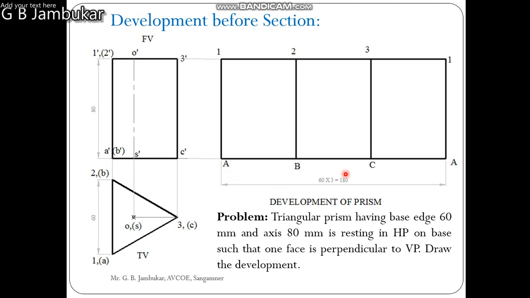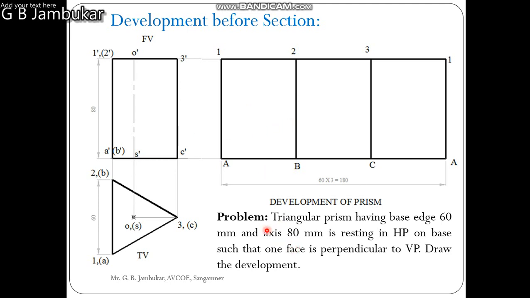Give the names A, B, C, and again A, because A is cut, and 1, 2, 3, 4, which is the top equilateral triangle, and the three faces A, B, 2, 1; B, C, 3, 2; C, A, 1, 3. So according to this we draw the development of this prism before taking the section. The first part of the problem is to draw the front view and top view, and the second part is to draw the development of the given solid in this way.